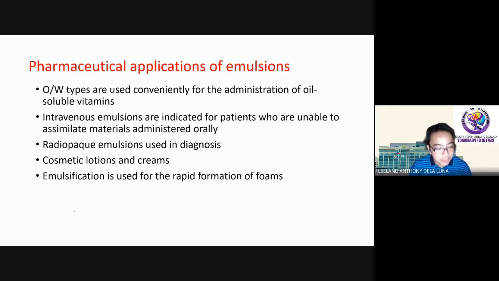Okay, so what are some of the pharmaceutical applications of emulsions? Oil in water usually are used conveniently for administration of oil-soluble vitamins like Scott's emulsion or cod liver oil. Nakakita na ba kayo ng cod liver oil, class? Yung binibenta sa botika? Yes, ang baho nito. Kung naamoy niyo na ang patis, mas mabaho pa yun sa patis, parang patis na nabubulok. Kaya class, normally you always have to add flavorants for cod liver oil to mask its smell.